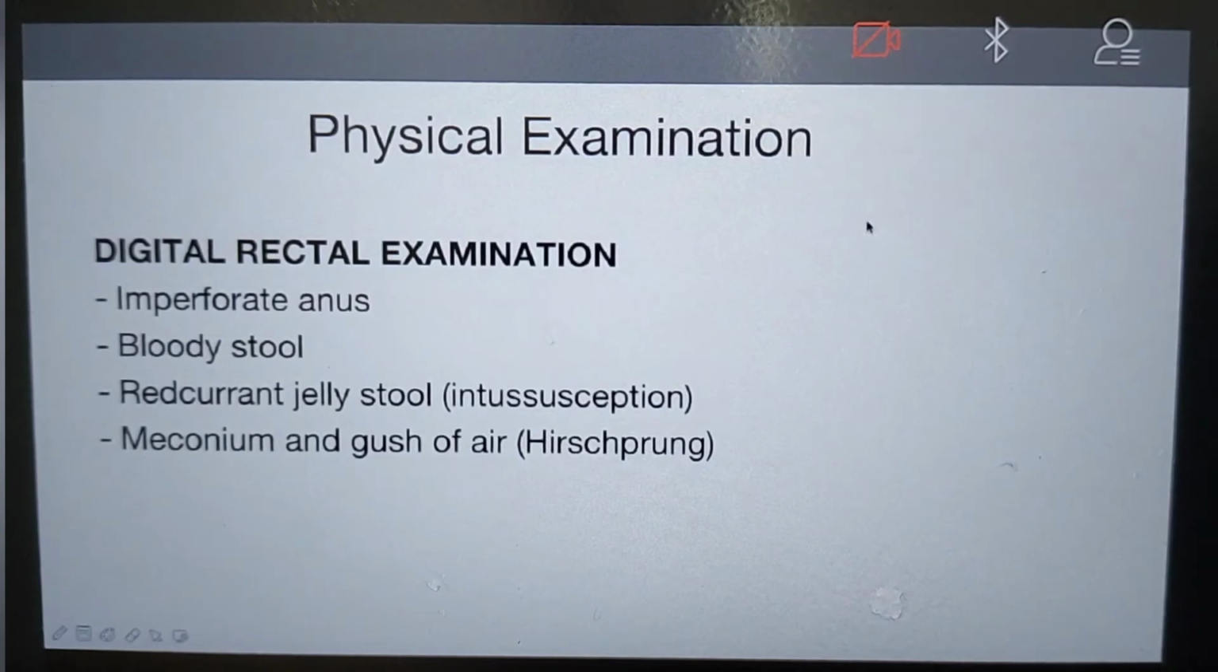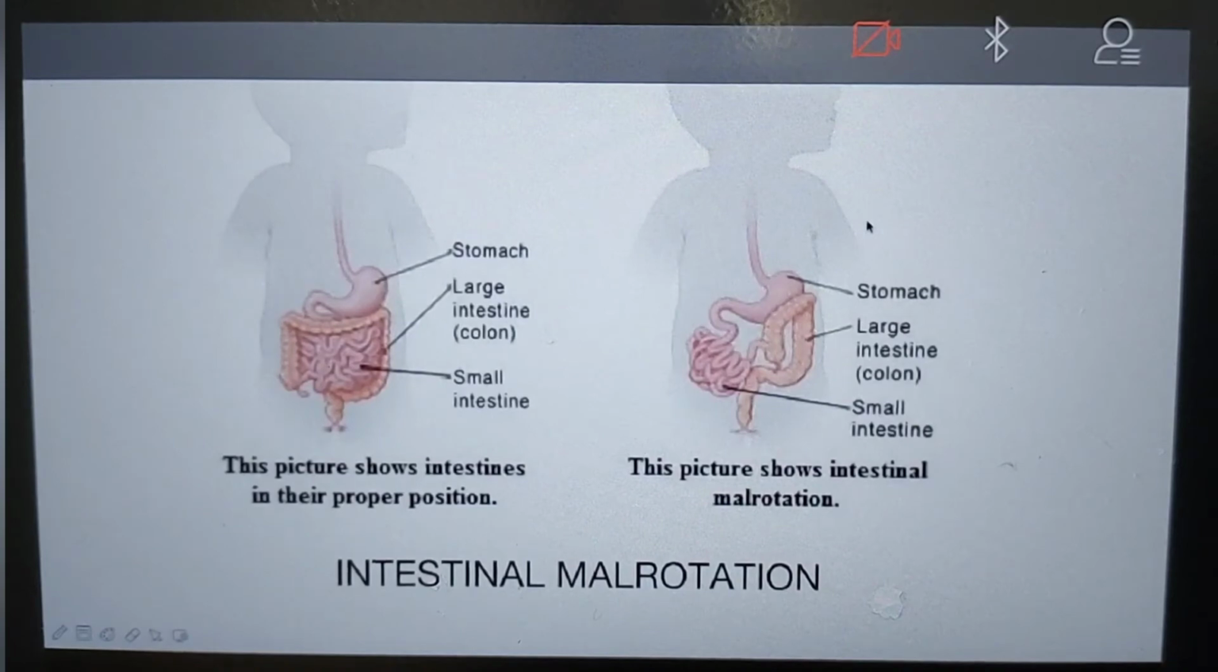Then must proceed to digital rectal examination. We must check that the anus is not imperforated. And look for presence of bloody stool, or red currant jelly stool, recurrent jelly stool in intussusception, and meconium and gush of air in Hirschsprung disease.